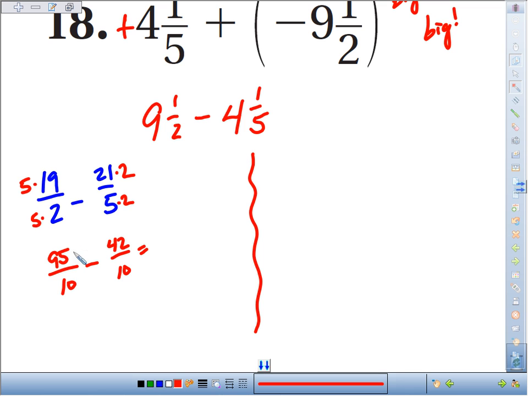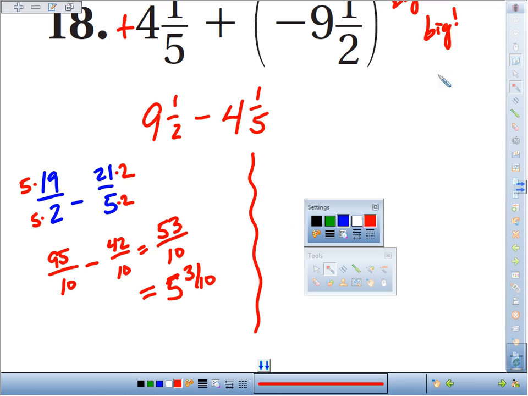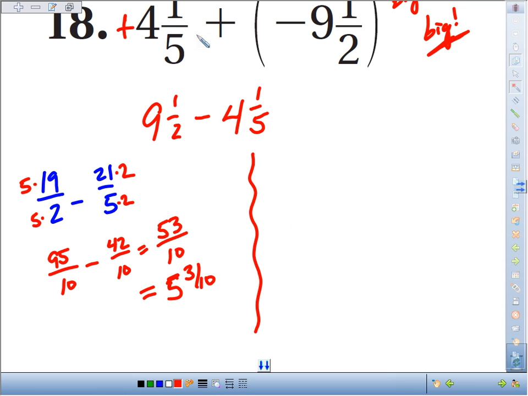And now we can just subtract the numerators. The denominator stays the same. 95 minus 42, that's going to be, what, 53 over 10. And we know 10 goes into 53 5 times. That would make 50. So there'd be a remainder of 3 tenths. So that's one way we can work the problem. But don't forget, the bigger symbol wins. If we have a smaller number plus a bigger negative, our final answer is going to be negative 5 3/10.